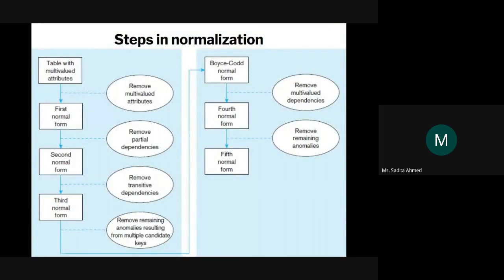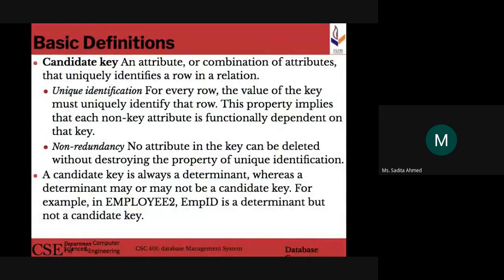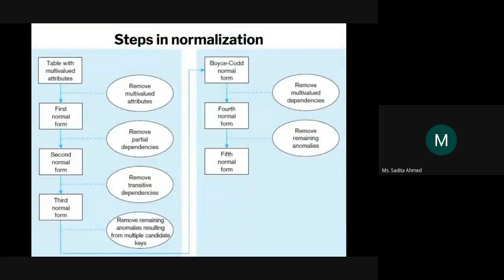Okay. Then moving on. The steps in normalization, as we've discussed, there are many different steps in normalization, as you can see here. First and foremost, we need to represent the data in terms of a table, right? That table may have multi-valued attributes. And if it does, in the first step, we get rid of the multi-valued attributes and we select primary keys and we get the first normal form.